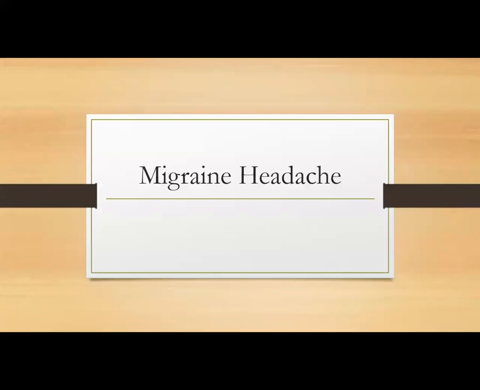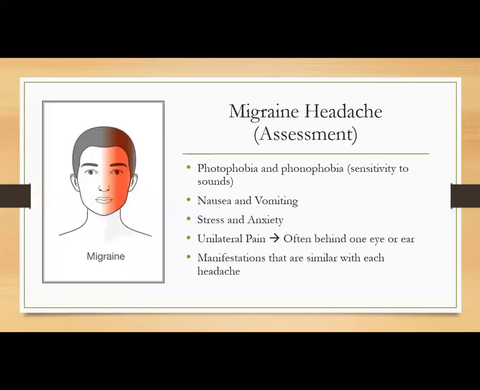The first one we're going to talk about is our migraine headaches. So with your migraine headaches, and like I said, I brought this picture again, you've got your photophobia and phonophobia. Phonophobia is that sensitivity to sounds. Photophobia is that sensitivity to lights. They can have nausea and vomiting. You want to assess for their stress and anxiety and that unilateral pain, which is often behind one eye or ear. And the manifestations are similar with each headache. So typically there'll be a similar kind of pain.